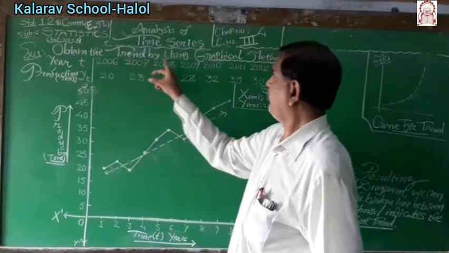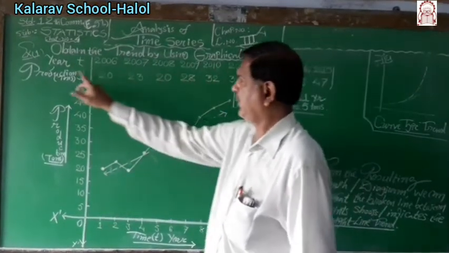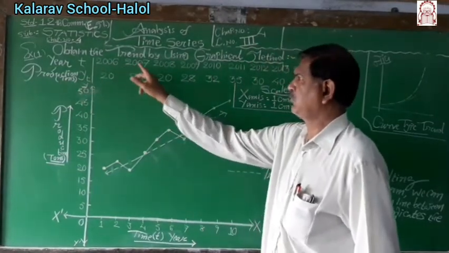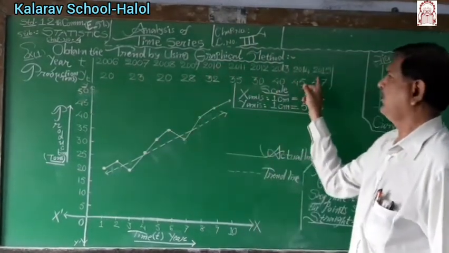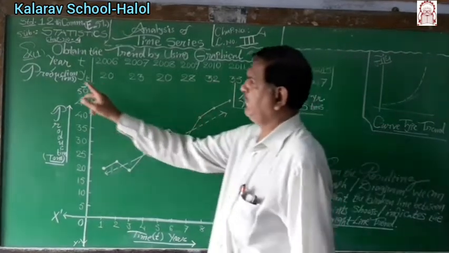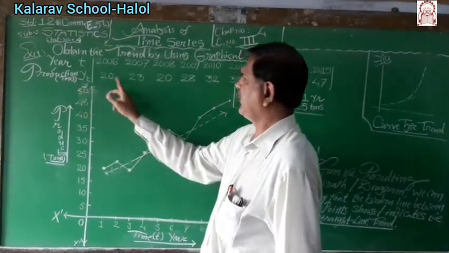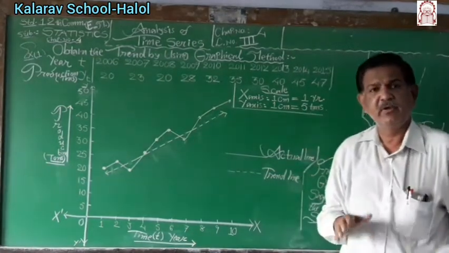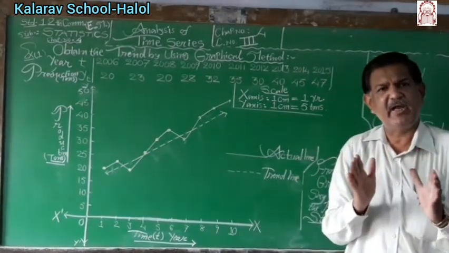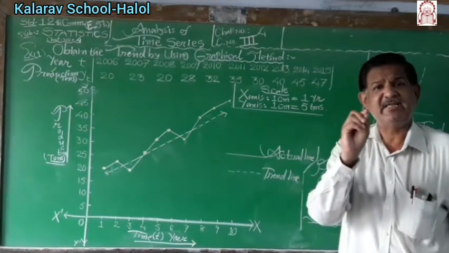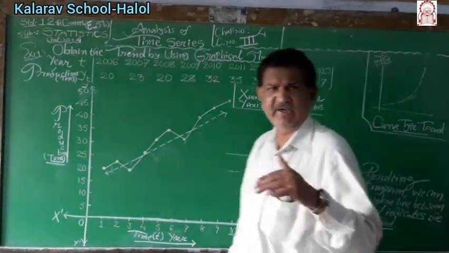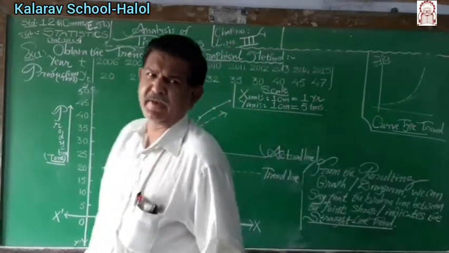Obtain the trend by using graphical method for the following data. Year and production in ton, 2006, 2007 up to 2015, and the corresponding data are given for production in ton: 20, 23, 20, etc. Data are given to us. We have to draw the graph or the diagram and then estimate the trend, which type of trend, whether straight line trend or curve type trend.